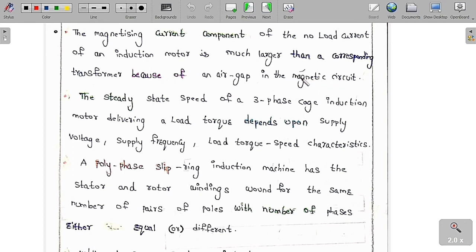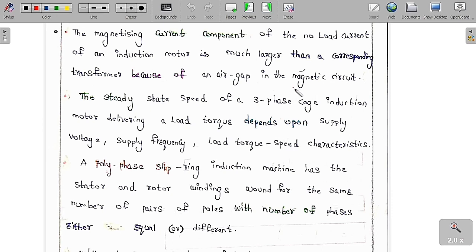These things I have already told you in the comparison of the transformer and the induction motor. In an induction motor an air gap is present, so it requires a huge amount of magnetizing current to produce a constant rated flux, whereas in the transformer at no load we need only a magnetizing current of 2 to 5%, whereas the no load current in the induction motor is around 30 to 50%. Because of this, a huge magnetizing current flows, and the power factor angle of the transformer is lesser when compared to the power factor angle of the induction motor.